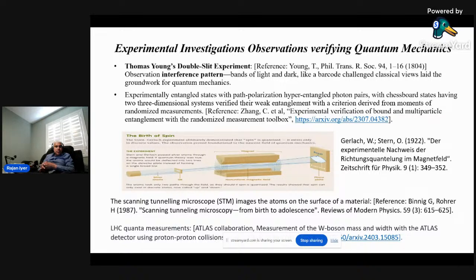But there is the question of entangled states with path polarization, hyperentangled photons. Photon pairs have been found to be entangled, and many of the Chinese experiments are proving that photons that are separated or isolated, even very far apart in space time, can be entangled. It uses chessboard states having two three-dimensional systems that verify their weak entanglement. There are many techniques used, and I'm not going to go into detail about that, but this data is derived from moments of randomized measurements. Like I said, experimental verification of bound and multi-particle entanglement, the randomized measurement toolbox. These are very high level sophisticated experiments. It shows that photons can be entangled over large distances.